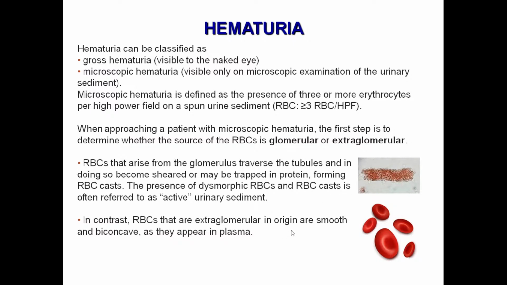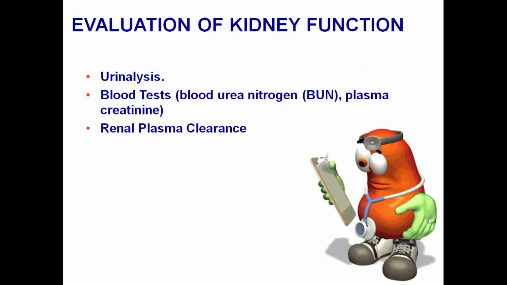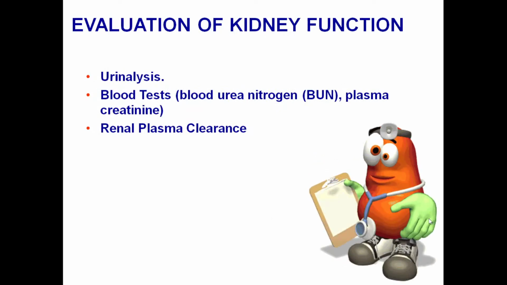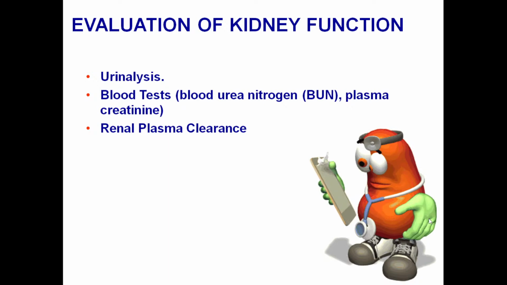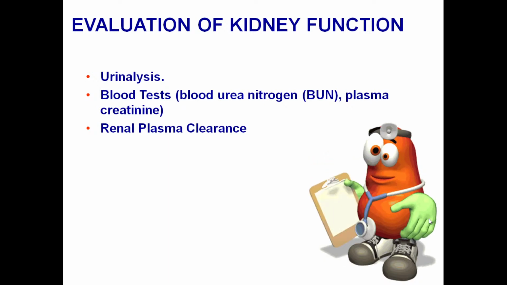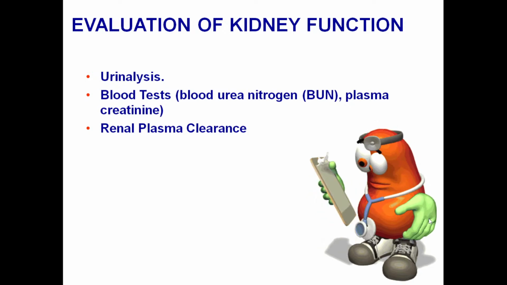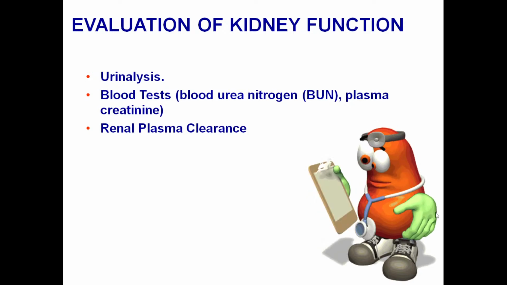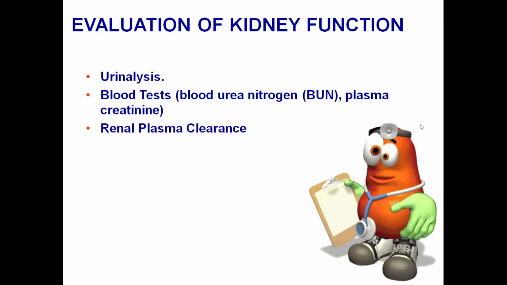And here you can see on the slide how these casts will look like. In contrast, the red blood cells that are of extraglomerular origin are smooth and biconcave. So basically they are the same as they appear in plasma. So what are the methods which are used to examine the kidney function? Here you can have urine analysis, blood tests like blood urea nitrogen, plasma creatinine, and renal plasma clearance.